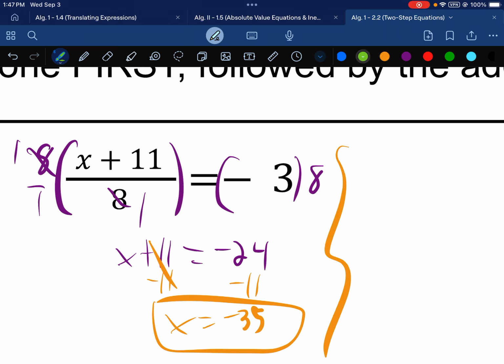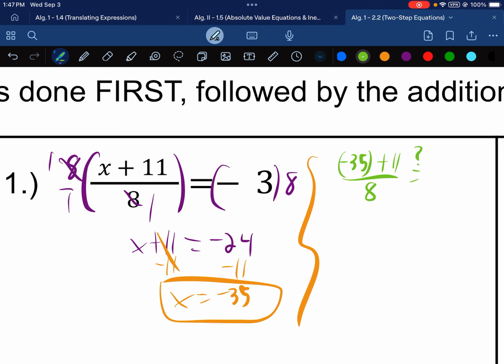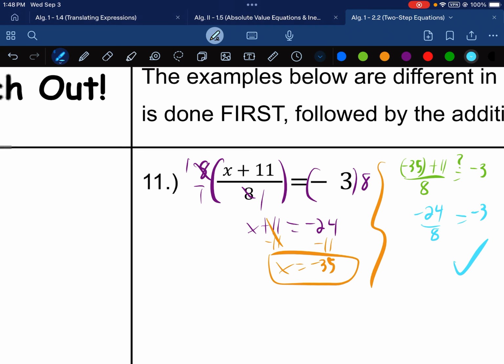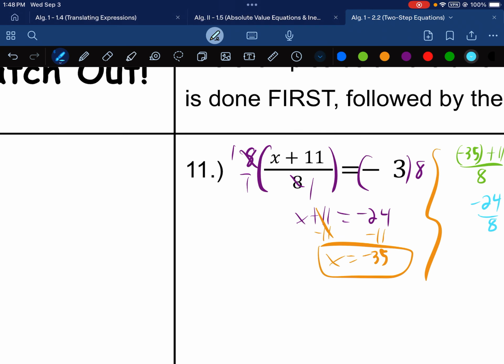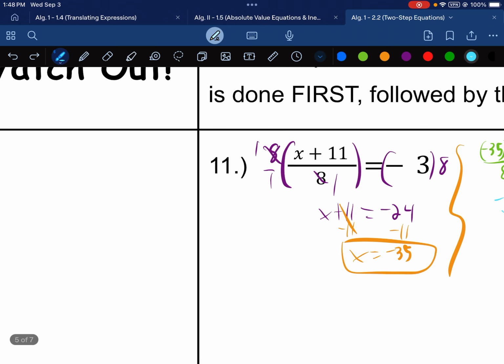I'm going to go ahead and plug this back in here just to showcase that it does in fact work. And so we'd have negative 35 plus 11 divided by 8 and asking, does this equal negative 3? So the numerator here would result to negative 24, and negative 24 divided by 8, would that be negative 3? Yes, it is negative 3. I'm just going to say check. It works out.